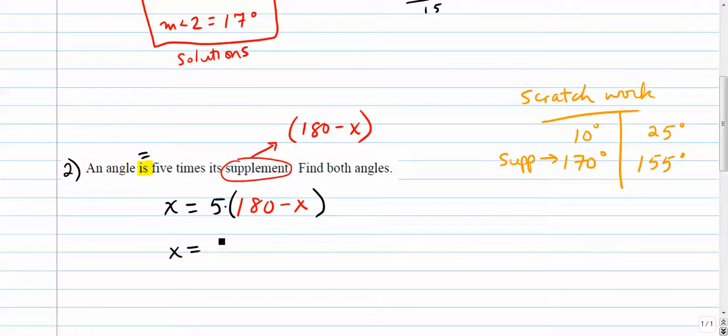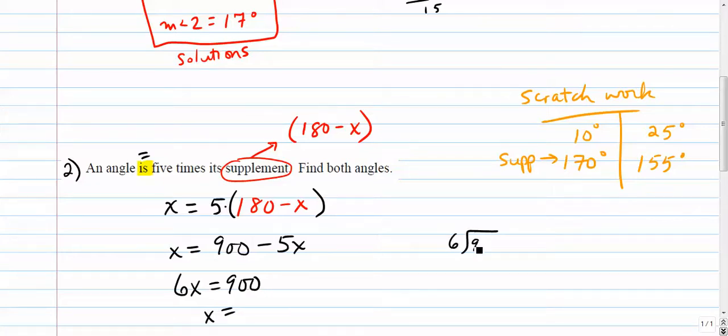So an angle is equal to 900 minus 5x. 6x equals 900. And x is equal to, let's see, we'll take this over. That's 1, so that's 30. 150 looks like a winner to me. So that's the measure of the angle.